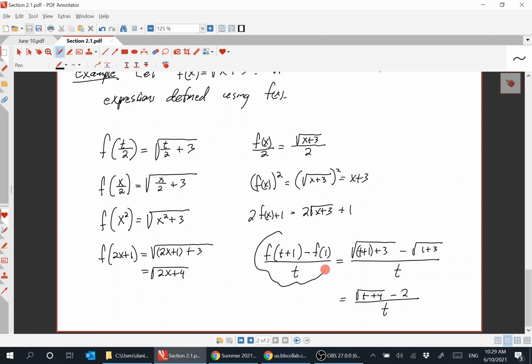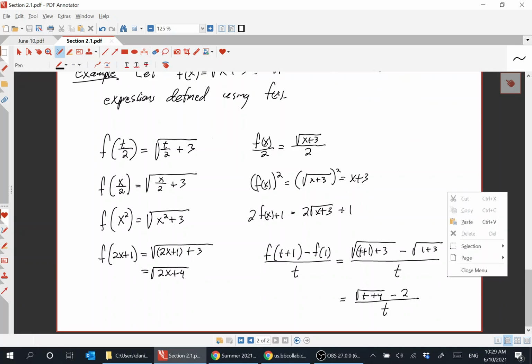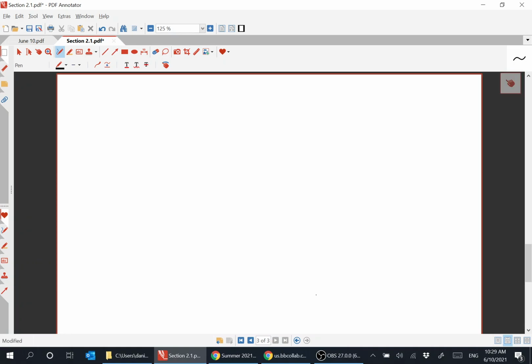This type of expression with functions is of central importance in calculus. When you get there, you'll see what that's for. That's a way of defining this thing called the derivative. Hence the importance of this type of functional notation to calculus. Let's add another couple examples there.